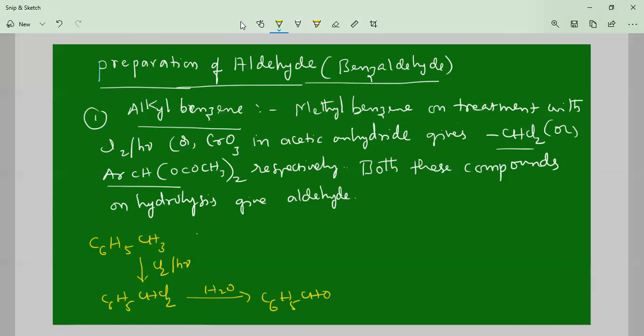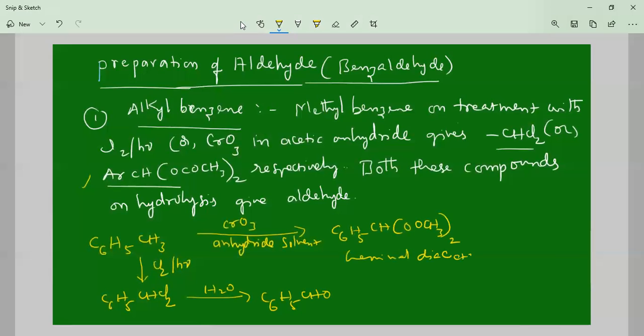Whereas when you take chromium oxide, CrO3 in acetic anhydride, where acetic anhydride is actually a solvent, then we are going to get a diacetate, like I said earlier, that is C6H5CH(OCOCH3)2, two times. That we will call a geminal diacetate. After hydrolysis you will get benzaldehyde.